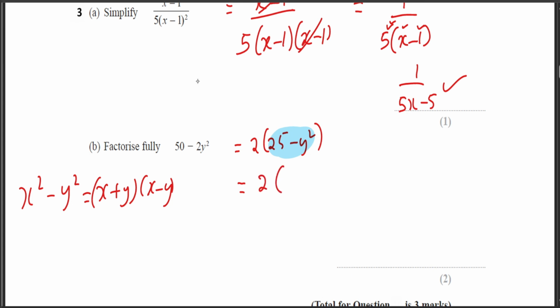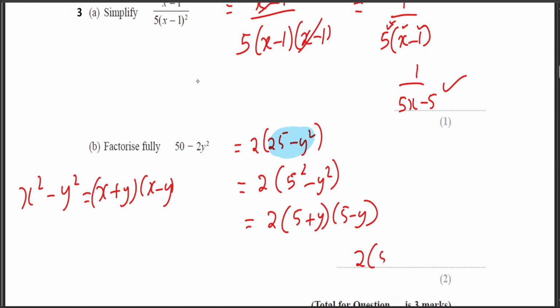25 can be written as 5 squared minus y squared. And now if you factorize 5 squared minus y squared, you're going to get 2 into bracket 5 plus y, and the other one as 5 minus y. And therefore this is your answer.